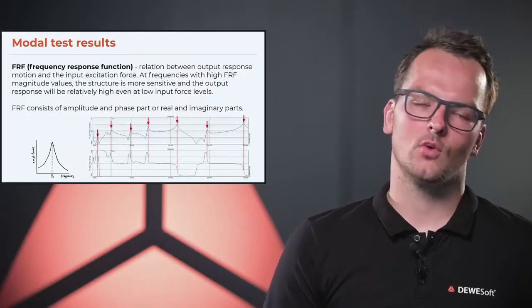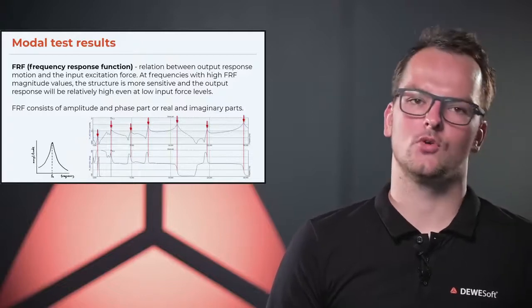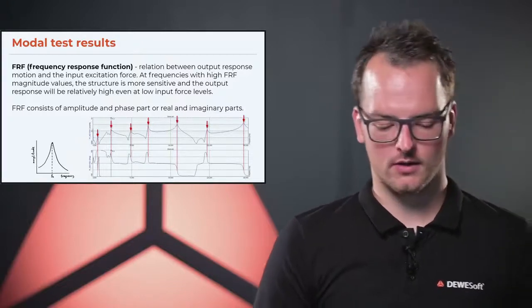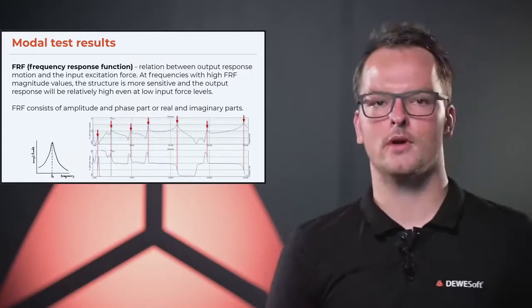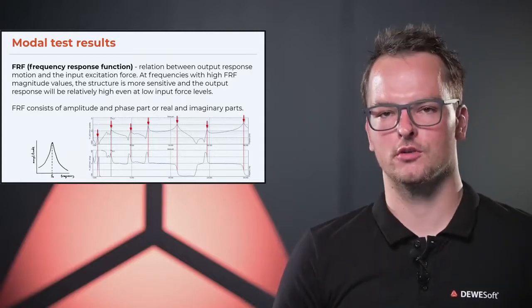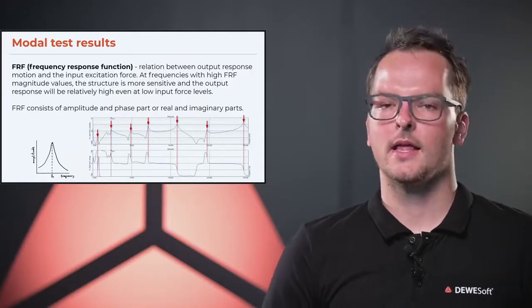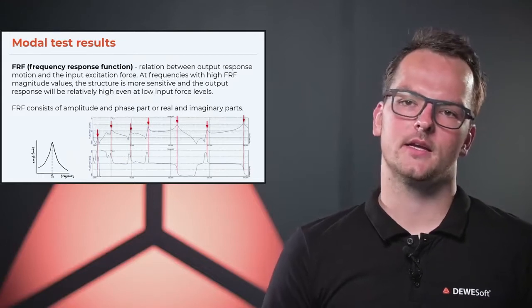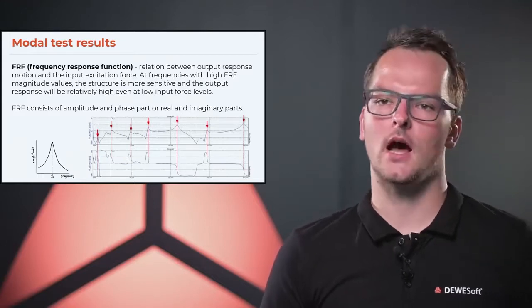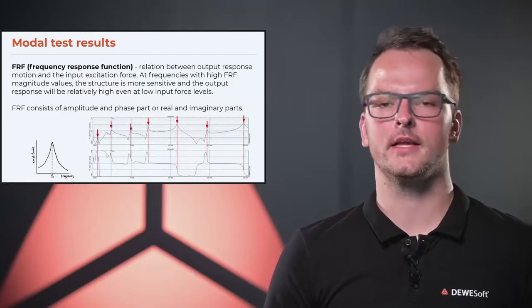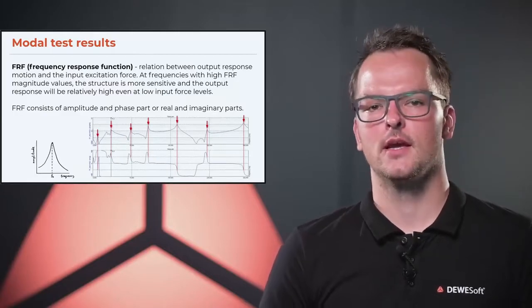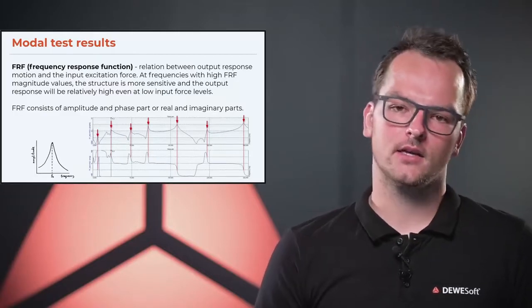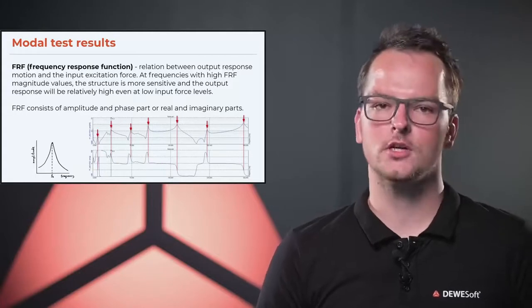What are the results from modal tests? Of course, the first one and maybe the most important one is the frequency response function, also called FRF. This tells us the ratio between the output response motion and the input excitation force, and what we get is the curve that you see on the picture.